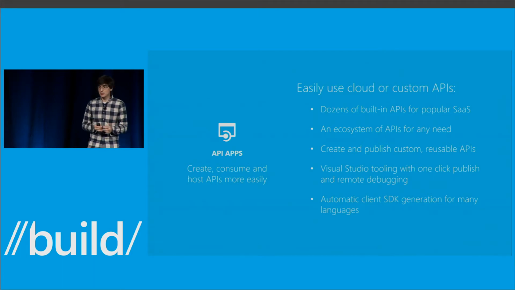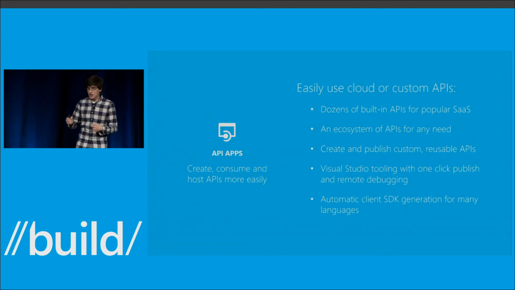So API apps use Swagger, which is an open source format. It's a metadata description format that describes all of the REST calls that an API has. And all the demos that we'll show you take advantage of this Swagger to be able to draw their UI appropriately.